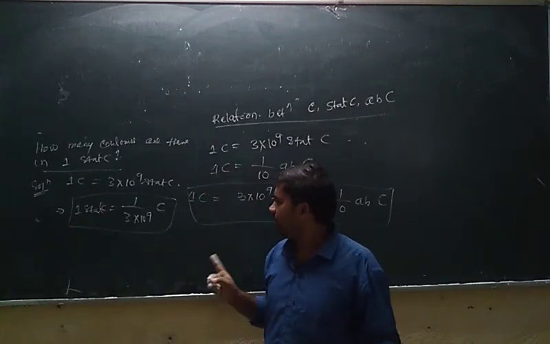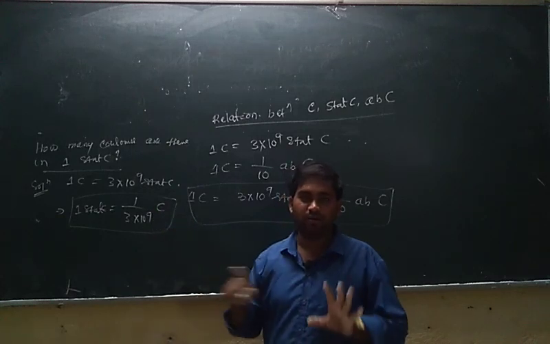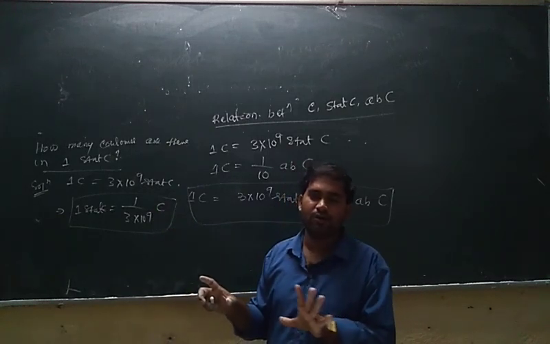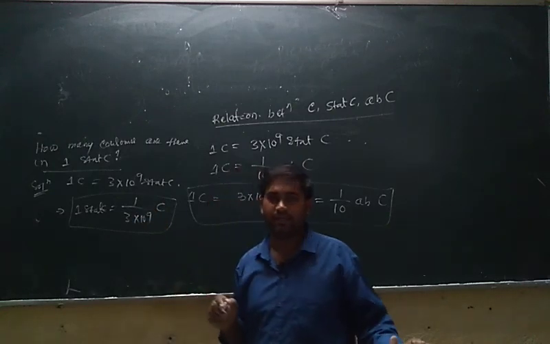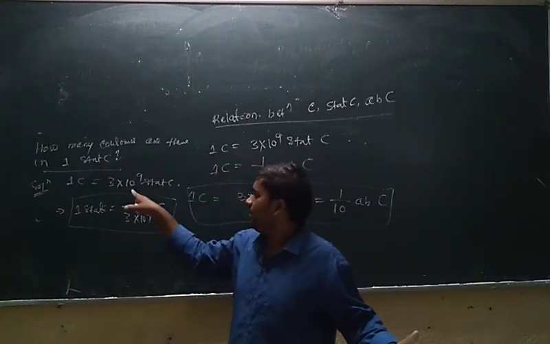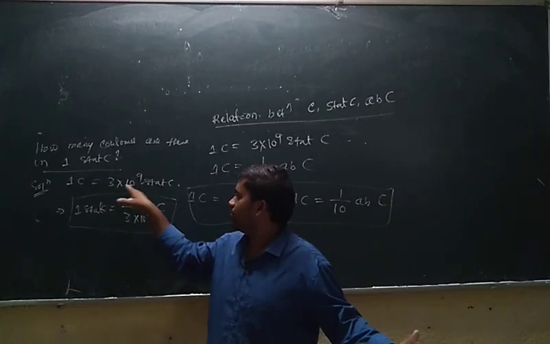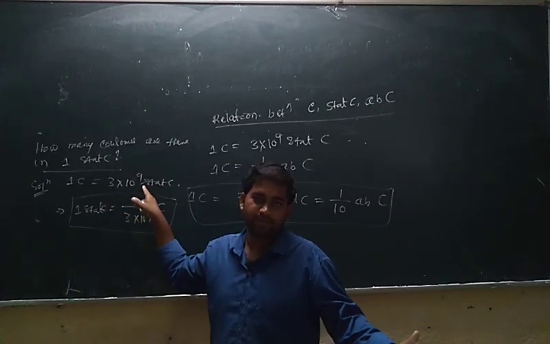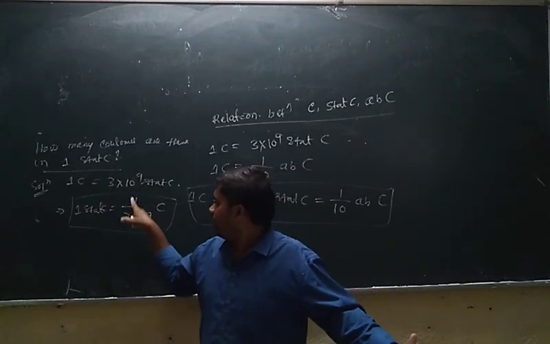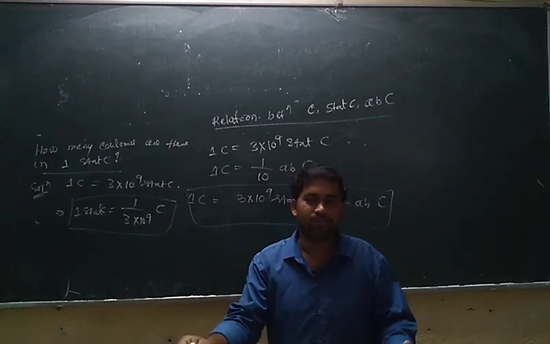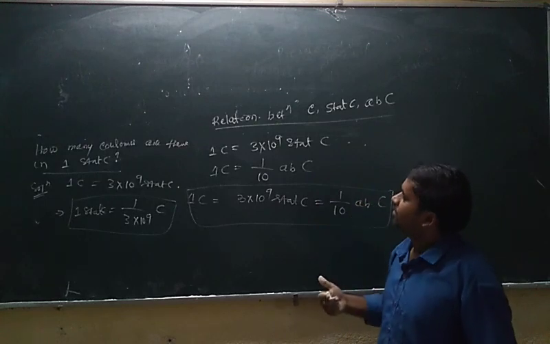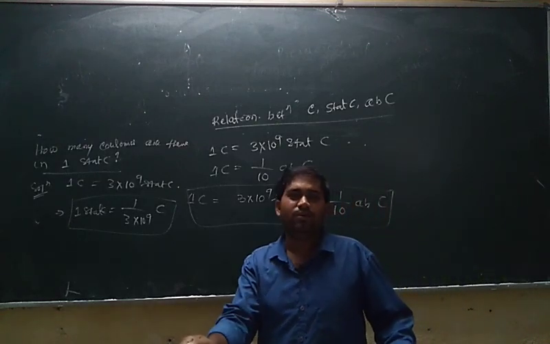Okay, so there is an option given among the four options. One of the best answers will be 1 by 3 into 10 to the power 9. But often students make mistakes in choosing this answer. So 1 by 3 into 10 to the power 9 coulomb will exist in 1 statcoulomb. So this is the relation between coulomb, statcoulomb and abcoulomb.